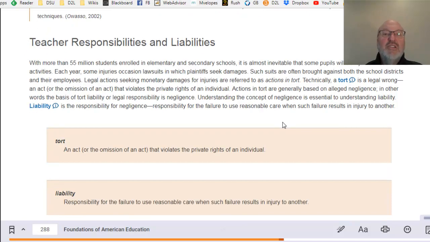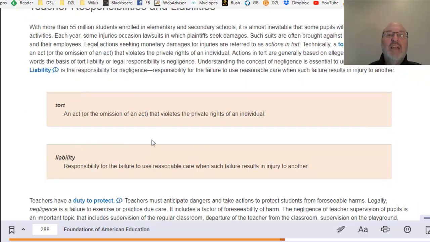This is not only in schools but in all cases of law: a tort is an act or omission of an act that violates the private rights of an individual, especially if it was intentional. This is one of the things we laugh at here. Like, my son's going on a field trip and I have to sign something that says the school's not liable. Well, if the school commits a tort, they are still liable regardless of what I've signed, and the courts have sided with that over and over. You're going to play at this fun place and you have to sign that they can't be sued. Well, they can't unless that place commits a tort. Then they can be.